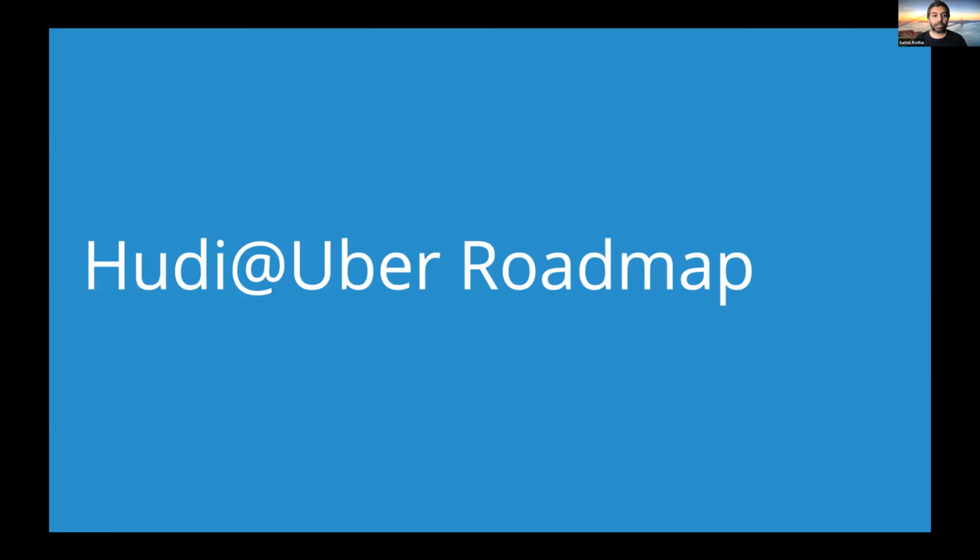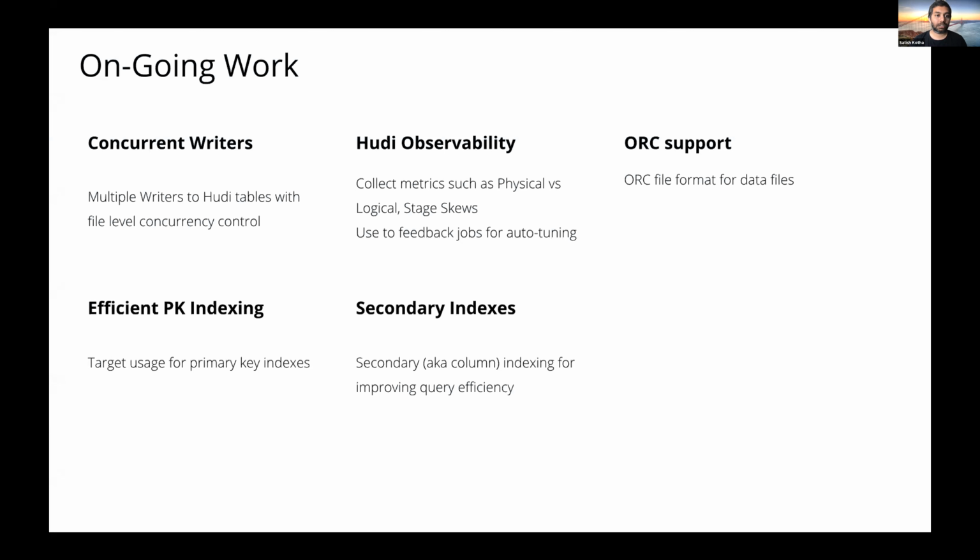But we also have a very interesting roadmap. Some of the important work is highlighted here: supporting concurrent writers at the same time, taking advantage of Hudi's multi-version concurrency control, improving the observability, and auto-tuning these jobs because the configuration can sometimes get complex. So we also want to add auto-tuning support. We also want to support other file formats like ORC. And Hudi already provides a pluggable indexing mechanism today, but we want to add more optimal indexing techniques for both primary key and secondary key. And this is being designed right now.